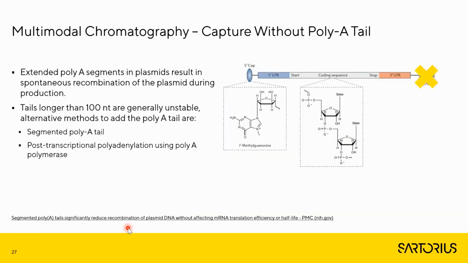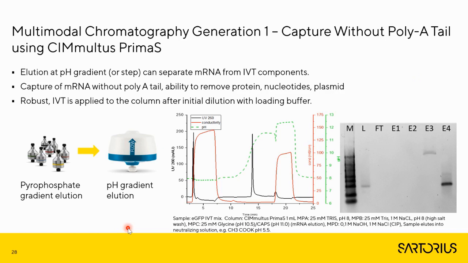Right, to finish off, how about if the molecule of interest, RNA of interest, is not polyadenylated? Then we need to resort to non-oligo-dT strategies. And we've done a lot of work on a multimodal ligand combining properties of anion exchange and hydrogen bonding, called PrimaS, to produce mRNA in a scalable fashion by use of this ligand in combination with a pH gradient and something that we call high salt wash. So high salt wash here, going to 1 molar sodium chloride, washes off nucleotides and proteins and plasmid, and then a pH gradient elutes mRNA quite selectively.